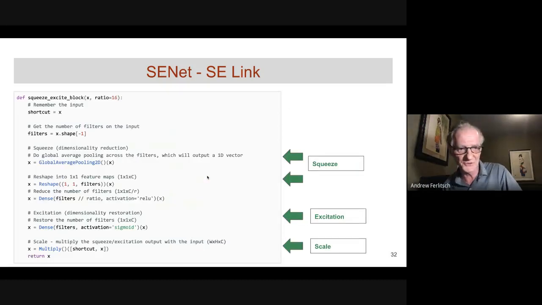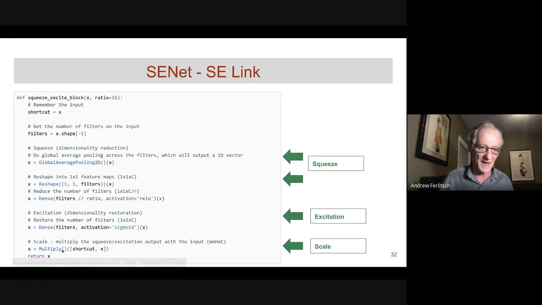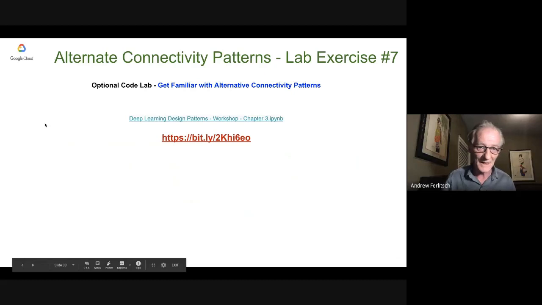So let's go ahead and show the code for that. So here it is. We have that squeeze excite block. We remember the input. We're going to get the number of filters, the number of channels or feature maps on the input. That's going to be our number of filters we want to remember. We're going to start our squeeze operation by doing a global average pooling. That gives us a 1D vector, or 1 element per feature map. We're then going to reshape that to be 1x1 feature maps, and then pass that through a dense layer that's going to compress it by our ratio here. And then we're going to do our dimensionality restoration, the excitation step. And then finally, the scale operation, where we multiply the output of this with the input. And that's the end of this part.